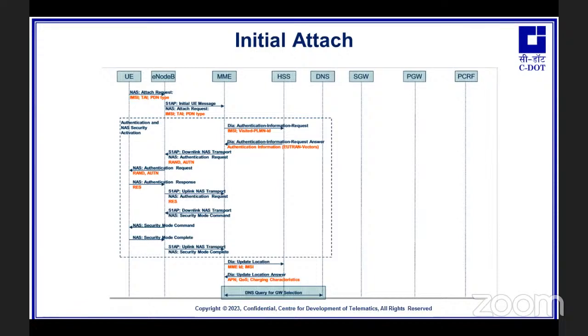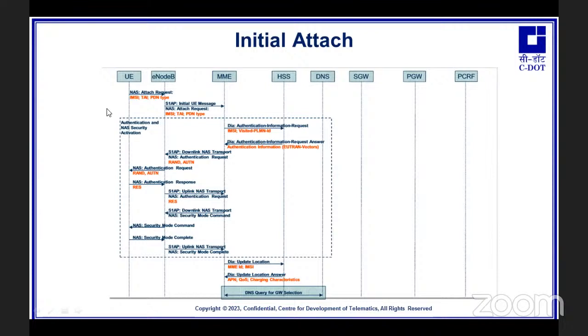Combined attach means the MME handles both packet switch and circuit switch, so the MSC knows the location of the particular subscriber. EPS attach means only IP, not the MSC. Normally all phones send a combined attach only. So E node B simply forwards this attach request to the MME.